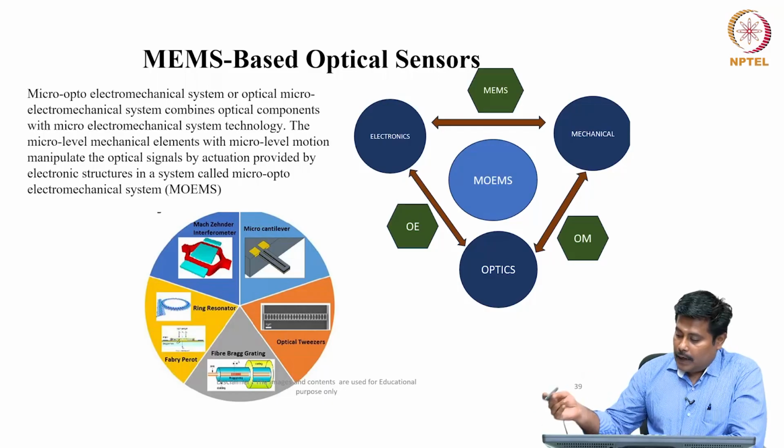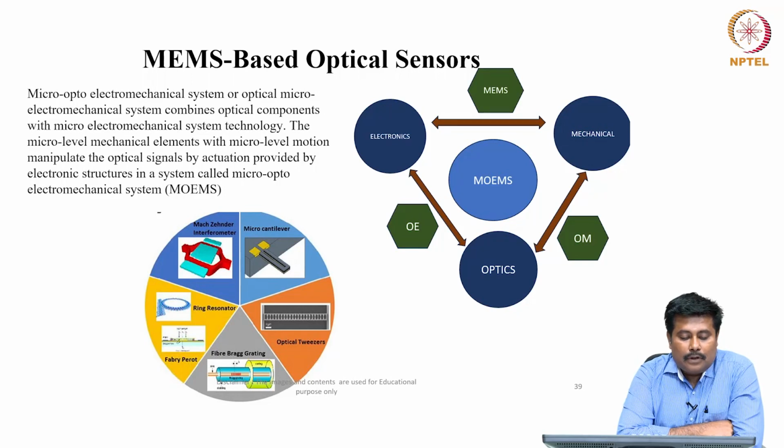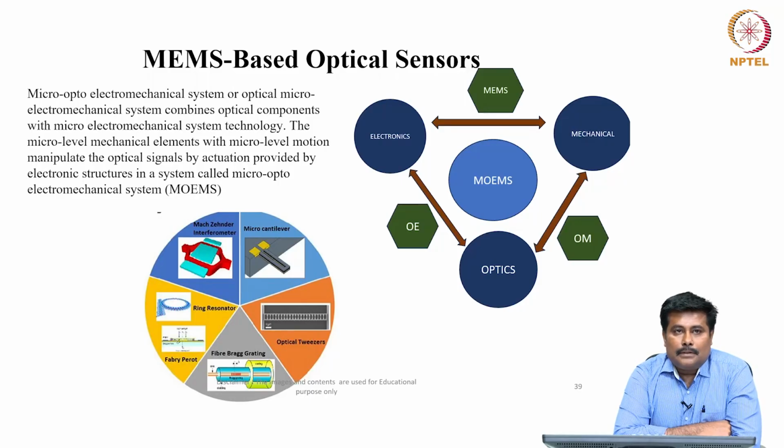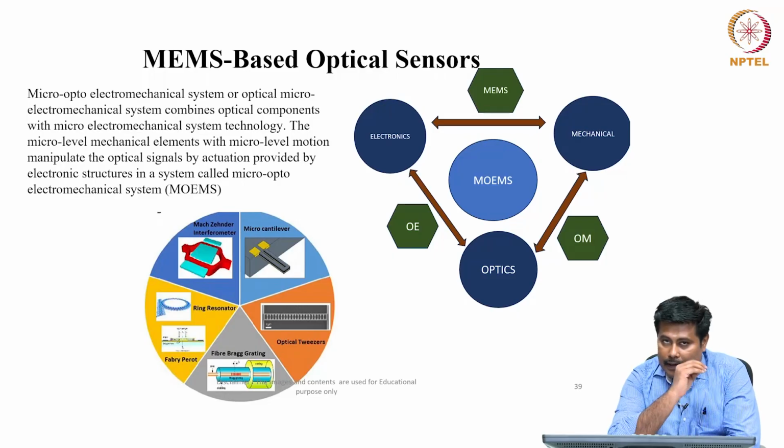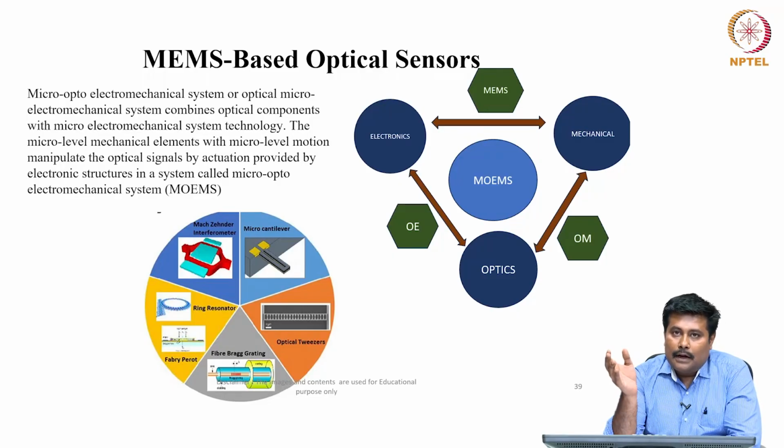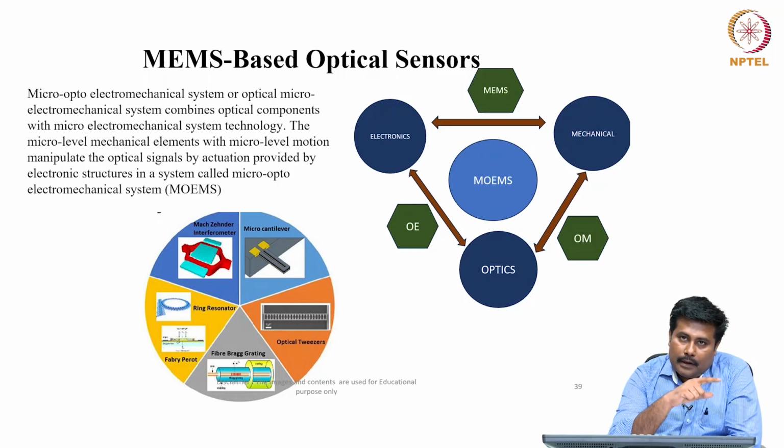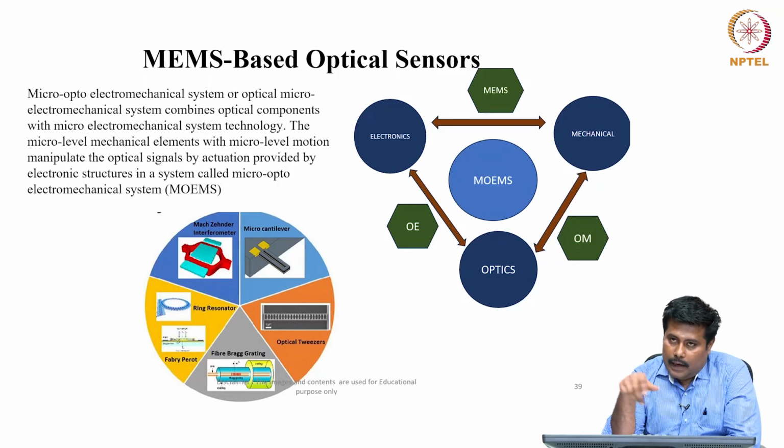Now, when we try to classify the overall configuration of these MEMS based optical sensors, MOEMS, or optical microelectromechanical systems, combine optical components with microelectromechanical system technology. The micro level mechanical elements with micro level motion manipulate the optical signal by actuation provided by electronic structures in a system called MOEMS. As far as MOEMS is concerned, it is well connected with an electronic system, so it has a collaborative impact from electronics to mechanical and optic systems.